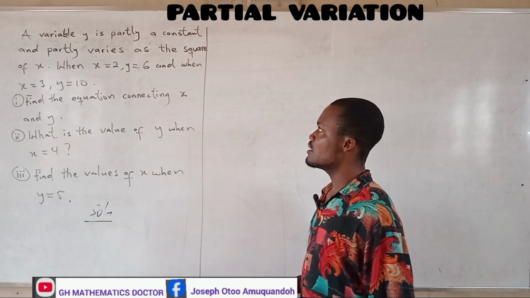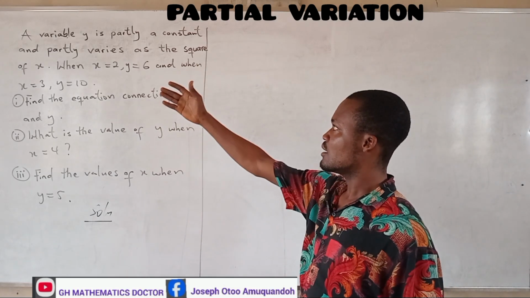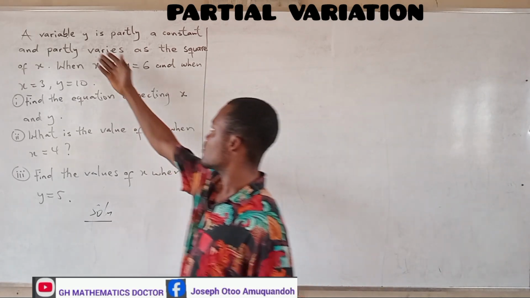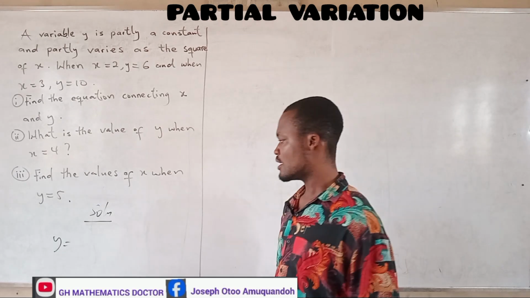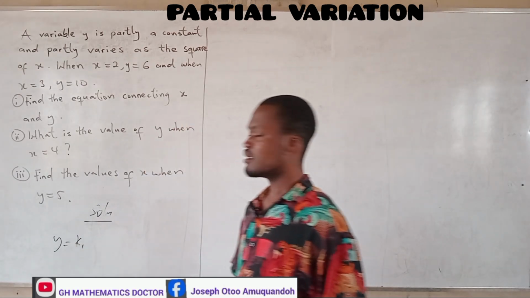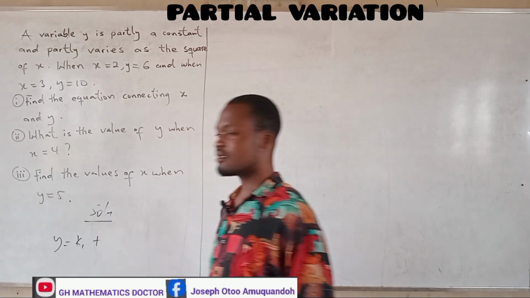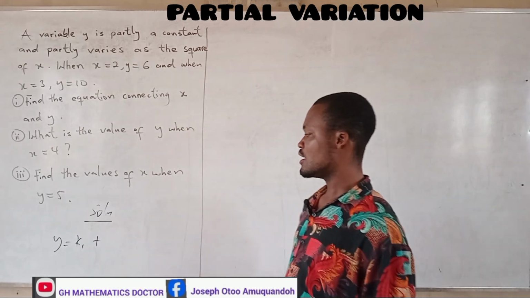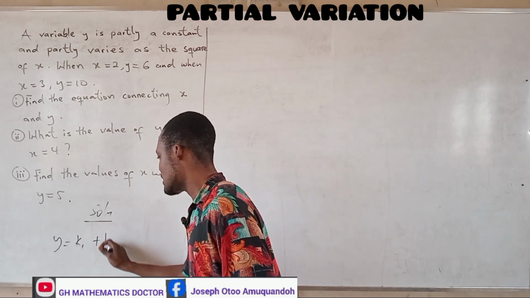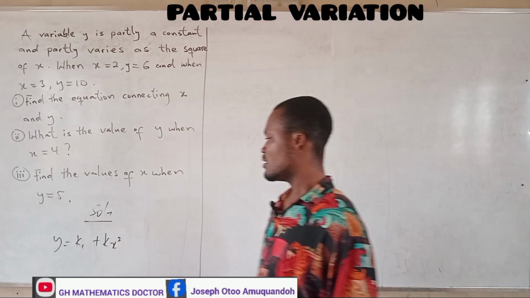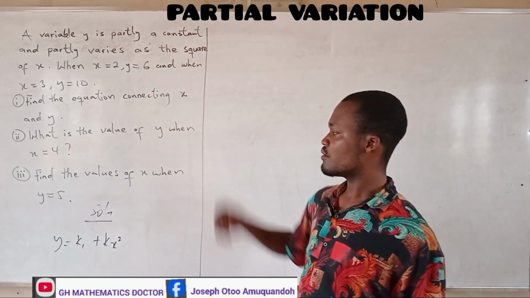From the question here, it said a variable is partly a constant and partly varies. So the variable is y. We are going to say that y is equal to partly a constant. So the constant is k1. And after the constant, we always bring plus to complete the expression. And partly varies as the square of x. And this will give you the expression in terms of the instruction given to you in the question.